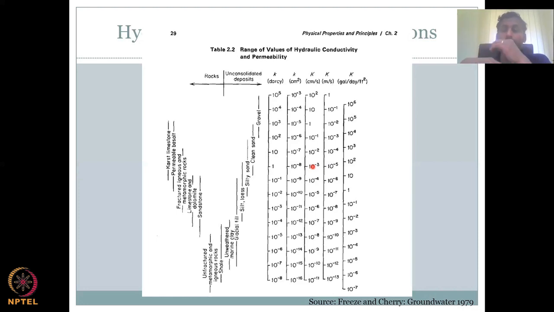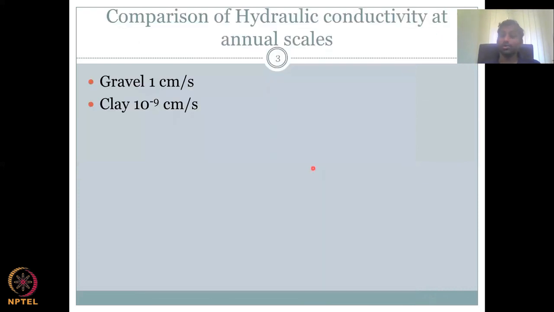Keeping all this in mind, only some properties of hydraulic conductivity are natural properties, like the texture of the soil. The other things, like porosity and the connectivity of pores, are more on the management side, whereas permittivity and resistivity would be more in the texture class. So let's move on. As I promised, I would do a comparison of hydraulic conductivity at annual scales.